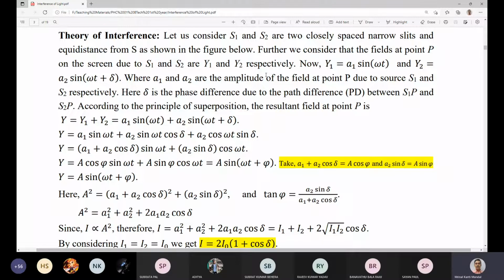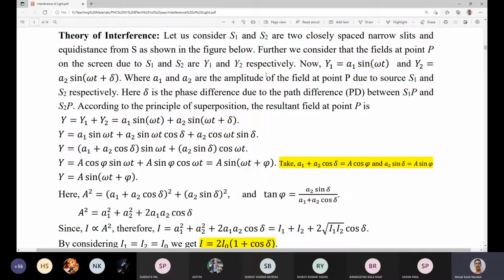Now we consider this delta, that is y2 equals A2 sin(omega t plus delta). Here delta is the phase difference due to path difference, because these two rays, S1P and S2P, are not of equal path, right? So there is some path difference, and this path difference gives you a phase difference. The equivalent phase difference is delta, the phase difference due to the path difference between S1P and S2P.